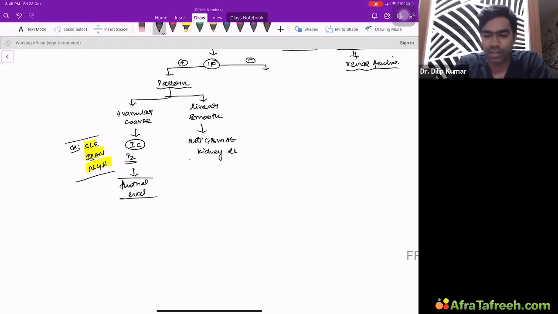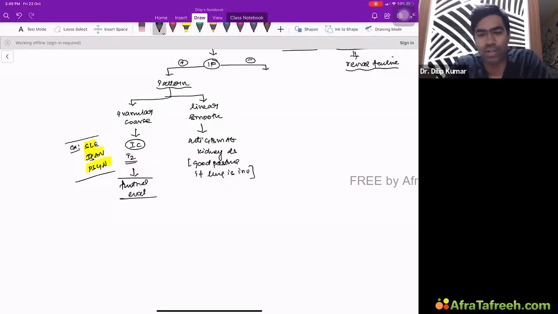It could be Goodpasture syndrome. It could be Goodpasture if the lung is also affected. If the lung is also involved, you call it Goodpasture syndrome. Otherwise, it will be just called anti-GBM antibody kidney disease.